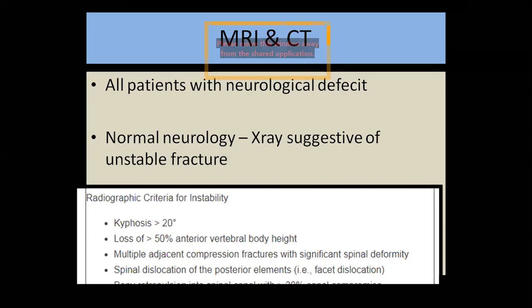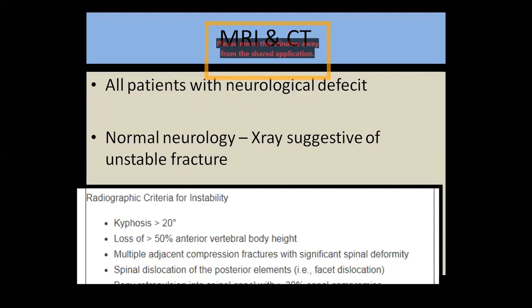In our institution, the protocol is that whenever we are doing an MRI scan, they will find out where the fracture level is, and the patient will be shifted to CT scan, and they will take a CT scan of that particular level. Okay, so you have X-ray, MRI, CT, so classification and decision making becomes very, very easy. So any patient with neurological deficit, we should get MRI scan and CT scan. If the patient has normal neurology, you have got an X-ray, there is a fracture, and the patient has normal neurology.